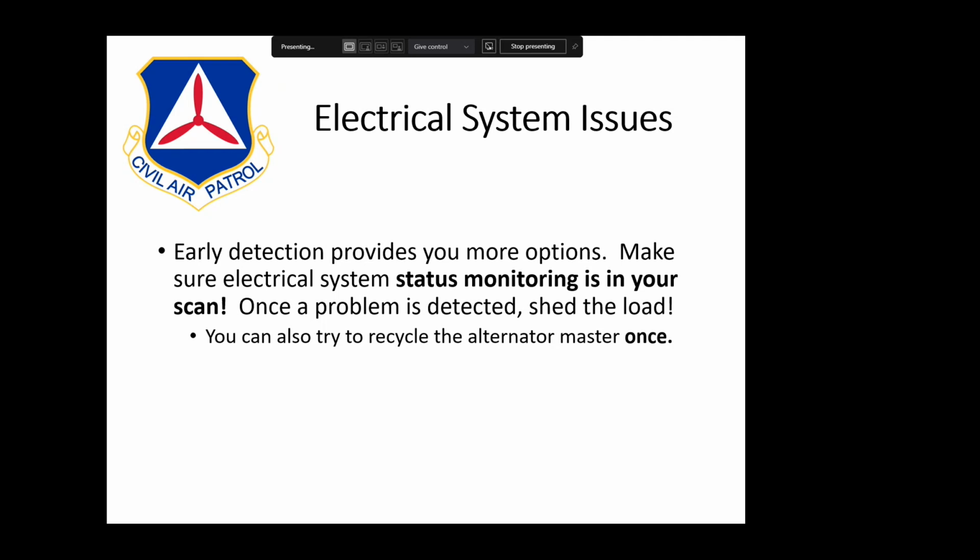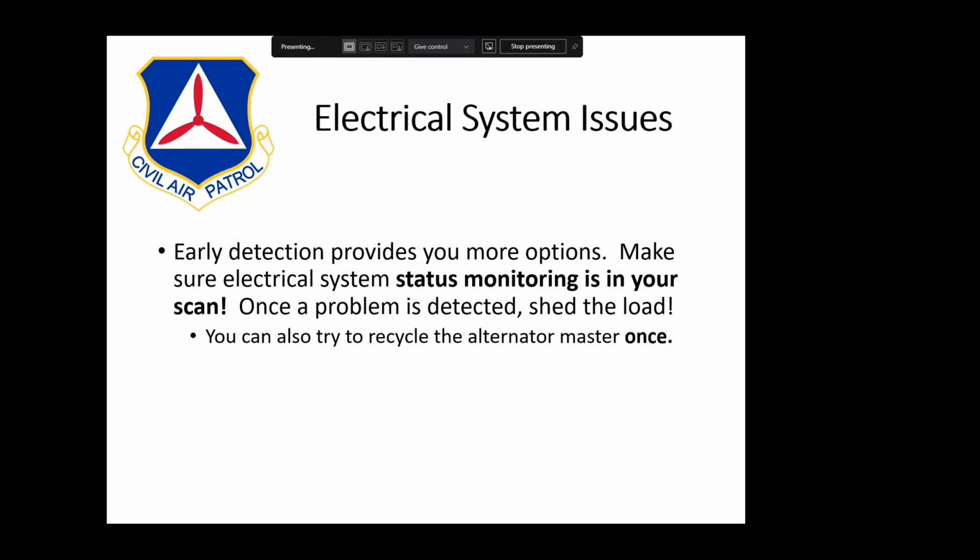Okay, talk a little bit about electrical system issues because they have been coming up. Early detection gives us the most options. The key is make sure electrical system monitoring is in your scan. And once you do detect a problem, start shedding the load, making decisions. And I noted here, you can also try to reset or recycle the alternator master once. It's not something we want to do continually, because if it goes offline a second time, there's likely to be a bigger problem at hand.